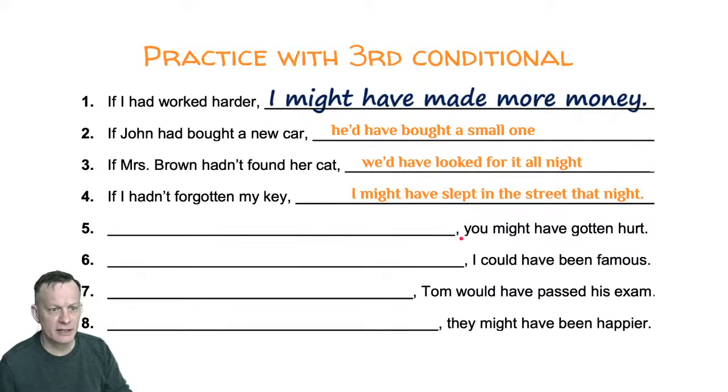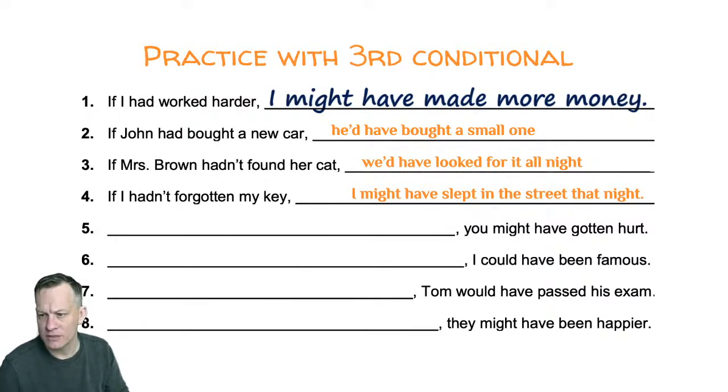Number 5, you might have gotten hurt. I think I skipped over that. I wouldn't have made a new copy. Right, if I hadn't forgotten my key, I wouldn't have made a new copy. Yeah, Barbara, good. Enrique, if I hadn't forgotten my key, we would have had the last beer in my place. Right, at my place, Enrique, at my place. If I hadn't forgotten my key, I wouldn't have called my friend. Right, good, Santi.